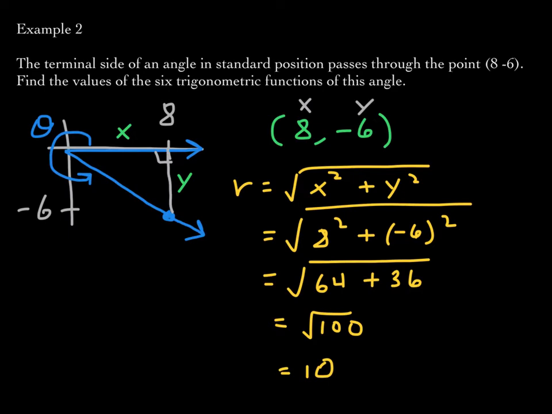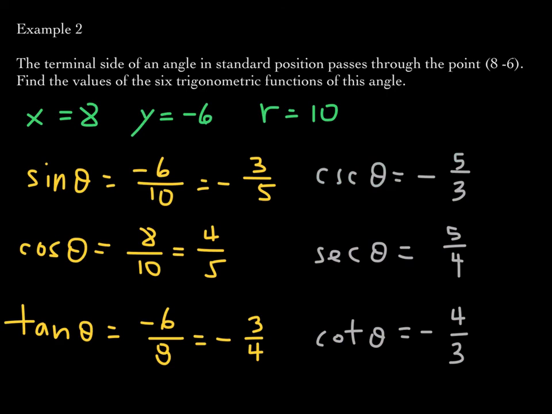I feel like I did a better job at showing you a more accurate diagram than I did in the previous problem. All right, here they gave you this point (8, -6), so we do know x is 8 and y is -6. Using this formula that r is equal to the square root of x squared plus y squared, we can find that r is equal to 10. Now that we know x, y, and r, we can now answer the question.